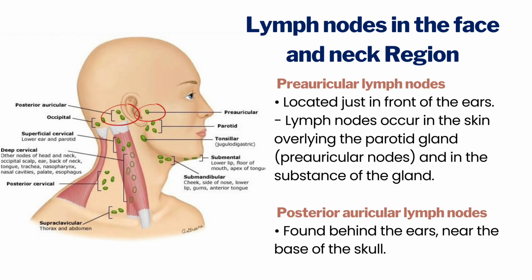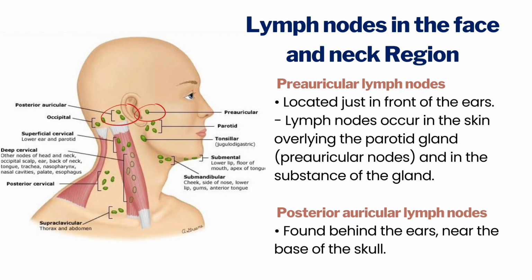Lymph nodes in the face and neck region. The first one is preauricular lymph nodes located just in front of the ears. Lymph nodes occur in the skin overlying the parotid gland or preauricular lymph nodes and in the substance of the gland. The lymph nodes filter lymph fluid entering the body throughout the scalp, neck, and other facial areas. They are critical to the immune system functioning. Particular lymph nodes can swell or grow in response to a variety of events including infections, dental problems, allergies, and systemic diseases.